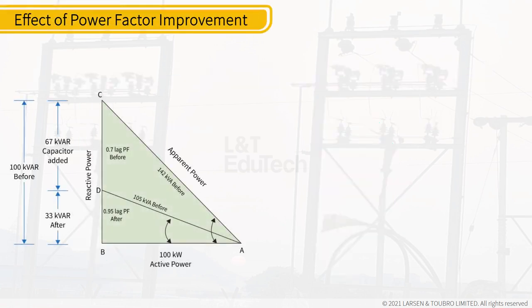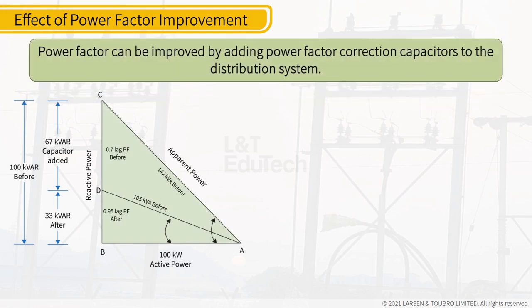Let's discuss the effect of power factor improvement. Power factor can be improved by adding power factor correction capacitors to the distribution system. The figure depicts the power triangle. It exhibits the status of the system prior to addition of capacitor, triangle ABC, and after addition of capacitor, triangle ABD. It will be evident from triangle ABC that before addition of capacitor in the system, power factor is 0.70 lag, and apparent power required is 142 kVA to generate active power of 100 kilowatts.